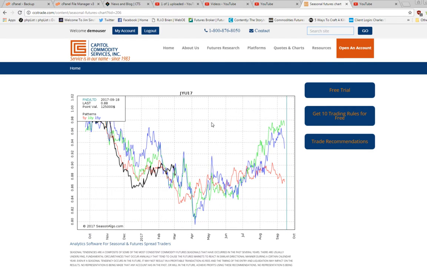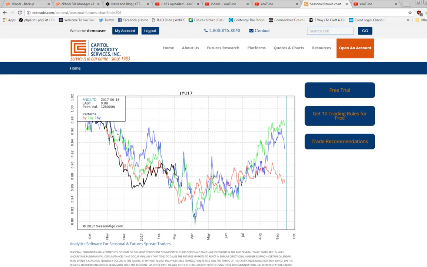So how do you read this chart? What does it tell you? Well, let's look at it. It looks like the 5-year seasonal tends to bottom out first. It looks like it makes a low in early March and then rallies pretty steady up and down into September, basically.